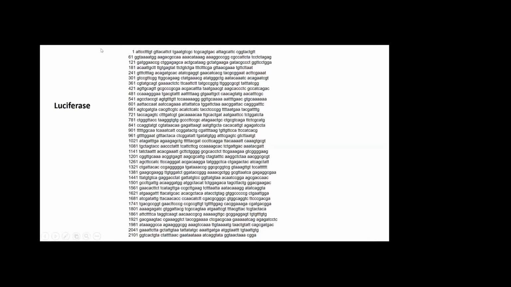I could read all of this, but I'm not going to. But what can we do? Why is it so practical to have the sequence and to know the order of the nucleotides in the gene? It's because we can then take it and make luciferase in a petri dish or in a tube in the lab.